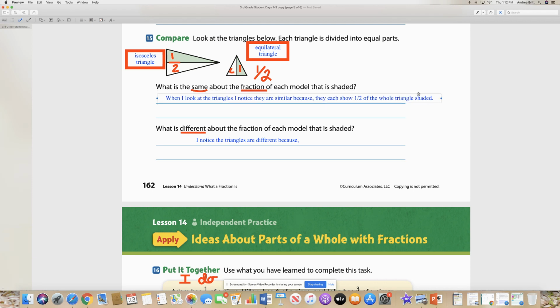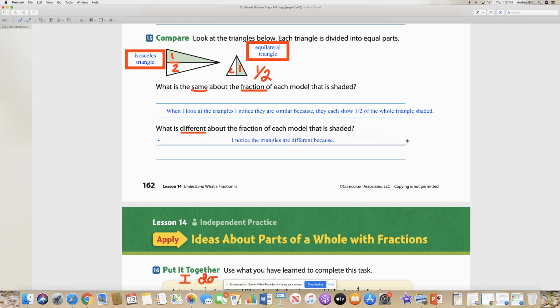Now, what is something that I notice that is different? What's something that I notice that is different about the fraction of each model that is shaded? Atia should know this because she's been working on it. What's something that's different between these two? We know that this shows 1/2 of this triangle and that this one shows 1/2 of this triangle. But what's something that is different? Perfect. This one's a lot bigger than this one.